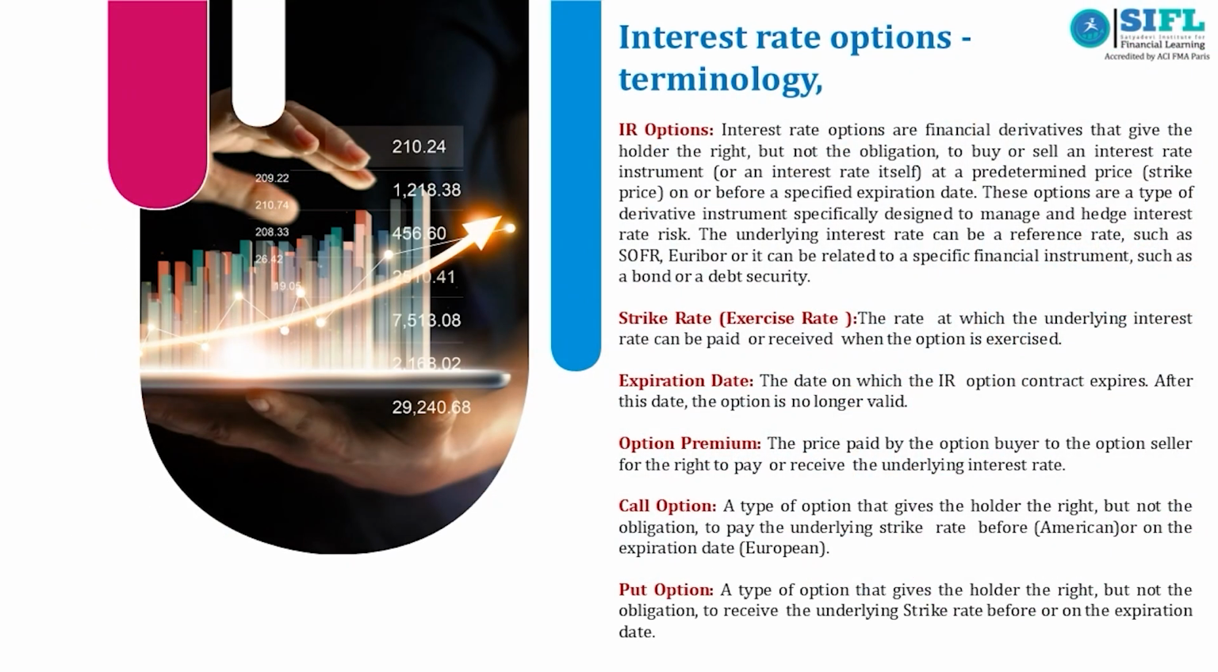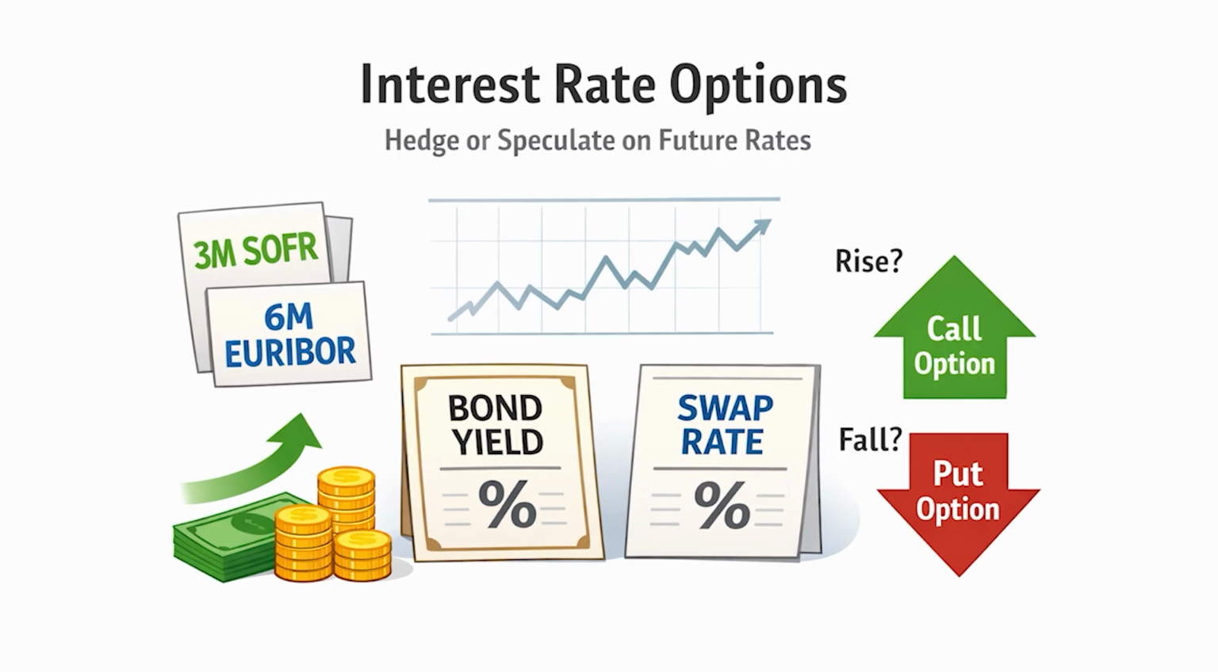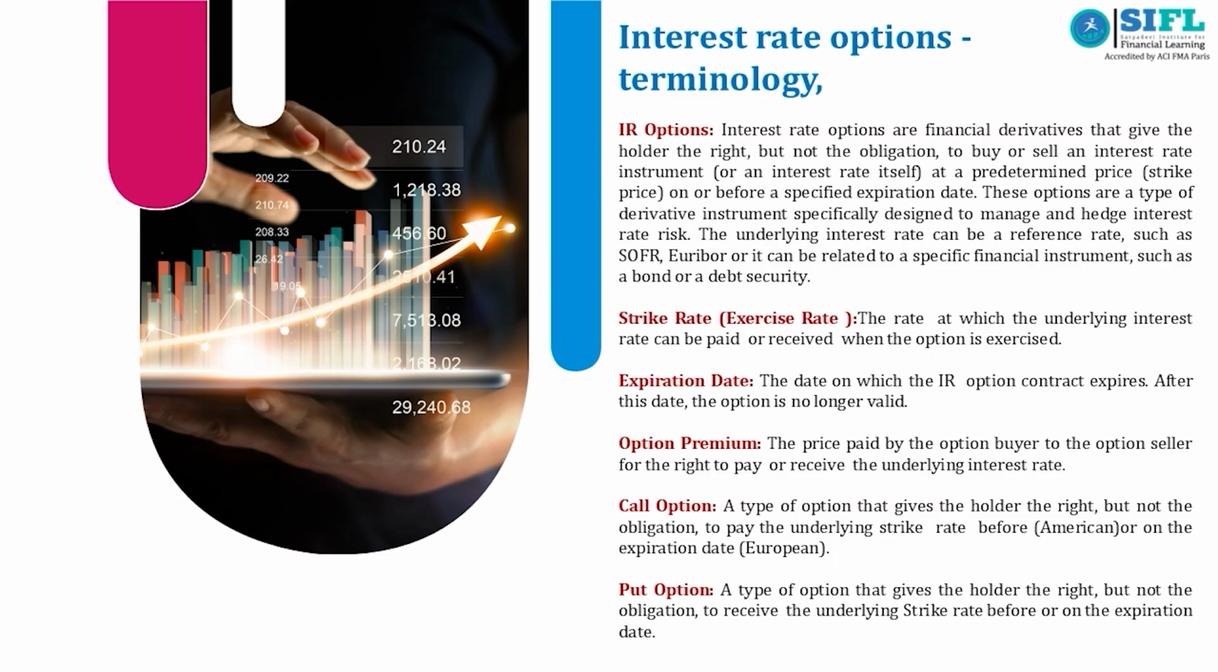Definition: an interest rate option, or IR option, is a derivative that gives the holder the right, but not the obligation, to enter into an interest rate exposure at a pre-agreed strike rate on or before the option's expiry. The option's underlying is an interest rate, for example, 3-month SOFR, 6-month Euribor, or a rate component of a money market instrument, e.g., a bond yield or swap rate. Interest rate options are used to hedge or speculate on future interest rate movements. Now let's unpack the vocabulary and mechanics in detail.